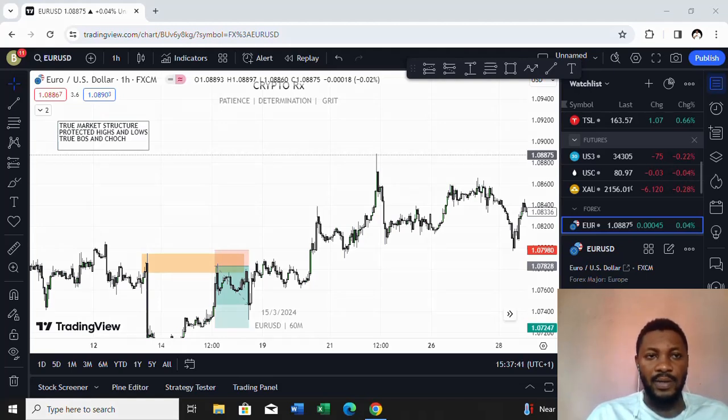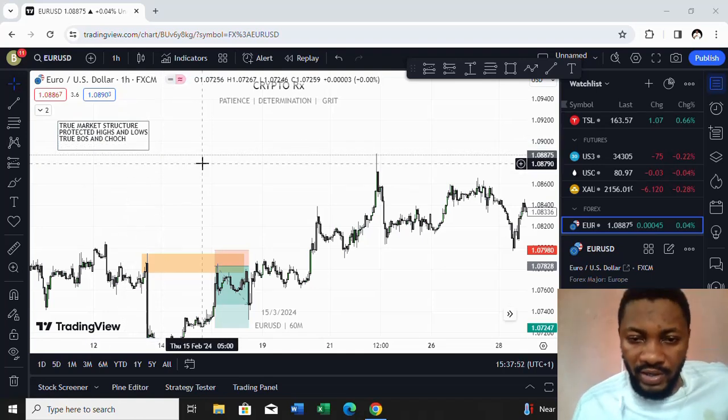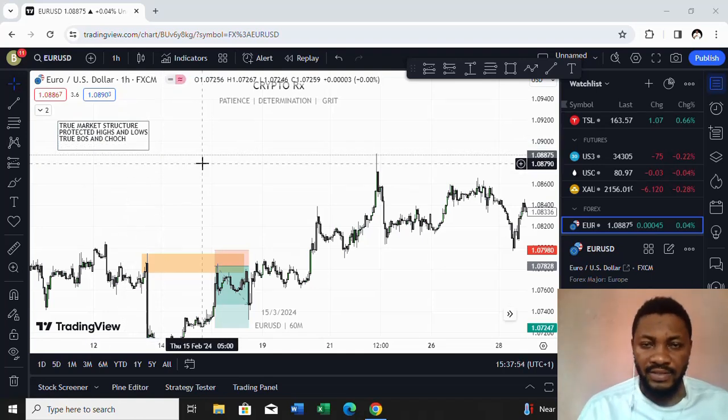Today, we are going to be talking about true market structure. We'll talk about protected highs and lows, true break of structure, and change of character. Because there are many ways people have been saying, okay, this is how to mark market structure and all those type of things. But most of the time, we get lost.